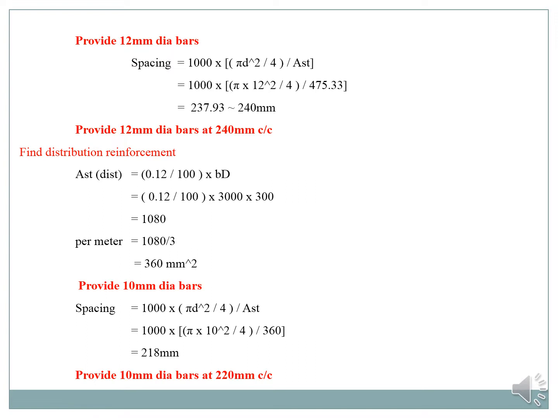Then we need to find the spacing also, for the minimum distribution reinforcement. So provide 10 mm dia bars. So spacing is equal to the same formula, 1000 into πd²/4 divided by AST. So AST is the 360. So spacing is equal to 218. So rounded as 220 mm. So provide 10 mm dia bars at 220 mm center to center distance.